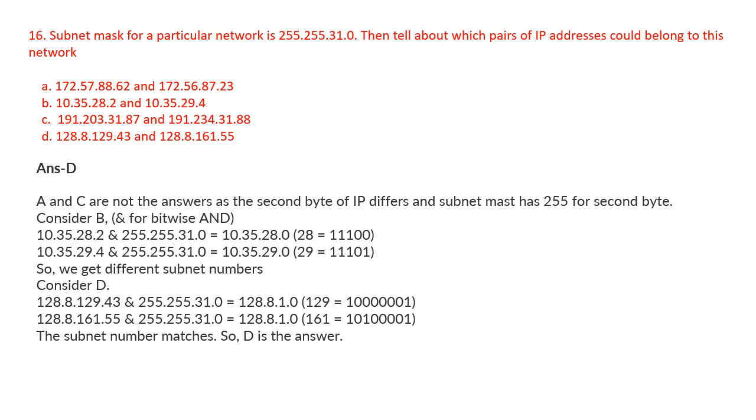Now see the binary representation of 129 and 161. 129 is 1 followed by all 0s and then 1, and 161 is 10100001. So see the 5 bits from the LSB, because 31 is given. The 5 bits from the LSB are 10000 and 10000. Yeah, they are the same. So this D pair of IP addresses belongs to the same network. Yeah, move to the next question.